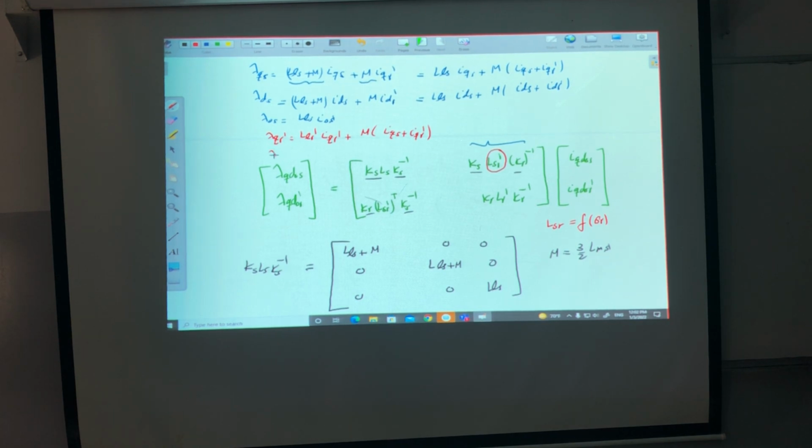So lambda dr dash will equal to what? LR dash IDR dash plus M, IDS plus IDR dash. And in the end of the day, if I need to write lambda 0R dash, it will be LR dash I0R dash. Good? Yes. So now I can write the arbitrary reference frame equivalent.